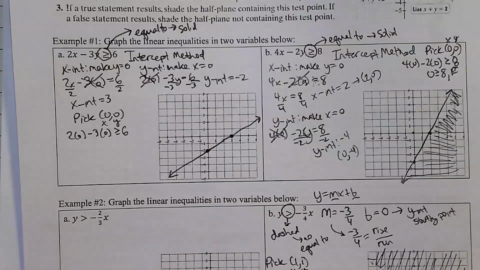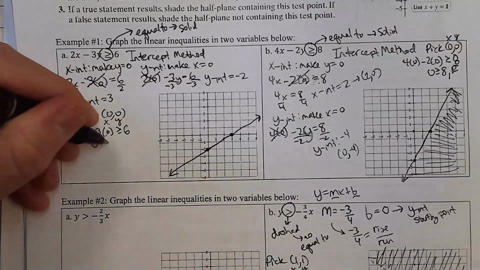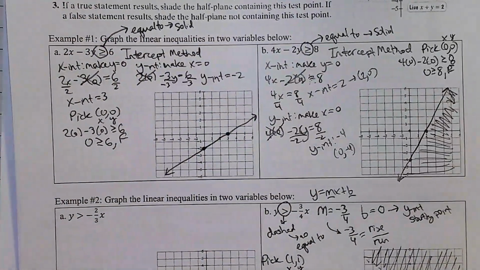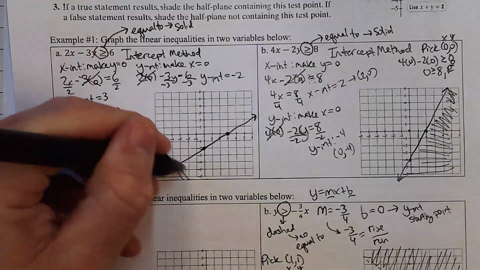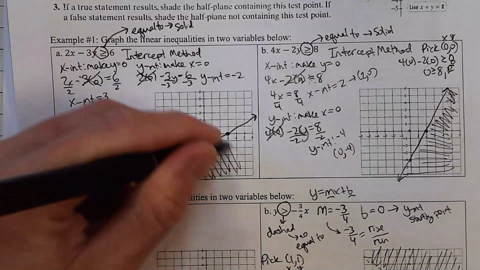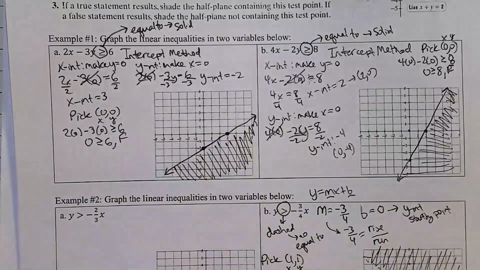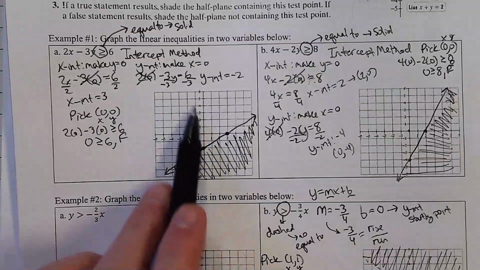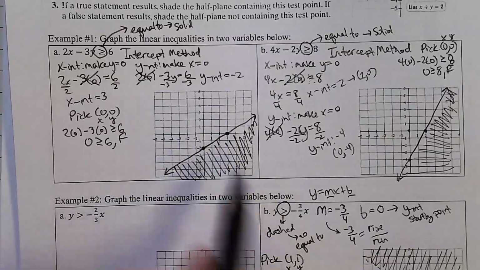Uh-oh. So that becomes 0. Is 0 greater than or equal to 6? Is that true or false? False. So if it's false, you shade away from 0, 0. If it's true, you shade towards the point that you're plugging in. So if it's true, you'd shade towards 0, 0. If it's false, you shade away from 0, 0.